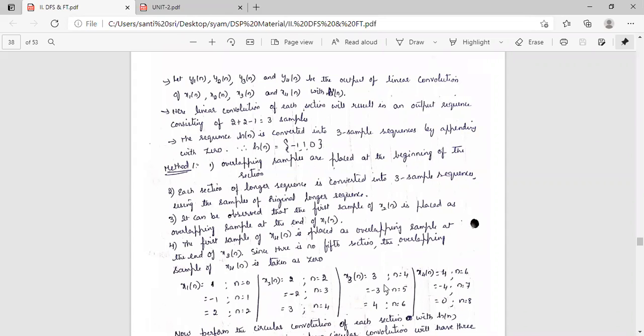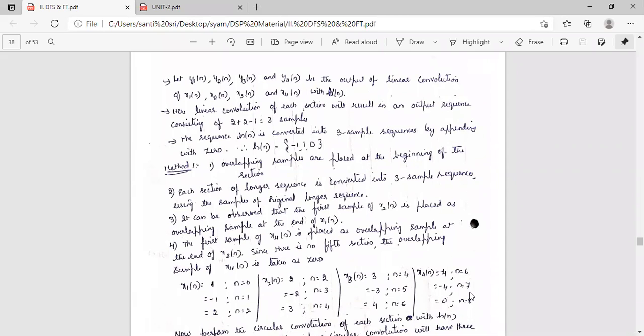We will take three samples for each of these individual sections. x1 of n consisting of three samples, x2 of n consisting of three samples, x3 of n consisting of three samples, and also x4 of n consisting of three samples. But the last sample is nothing but the first sample of the next section. Here the last sample is nothing but the first sample of the next section. Here the last sample is nothing but the first sample of the next section. And what is the last sample here? It is nothing but the 0.